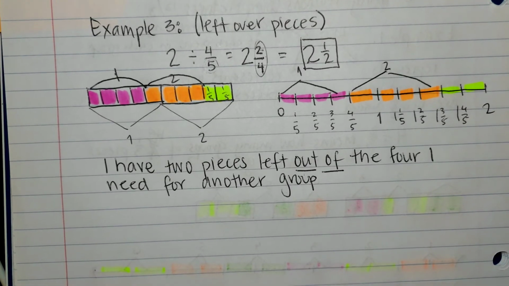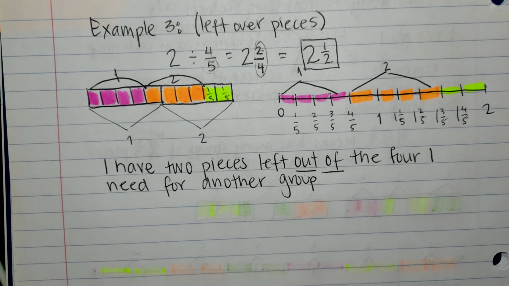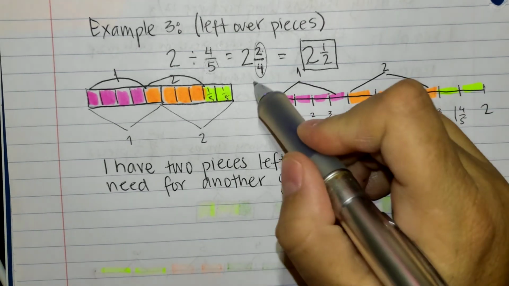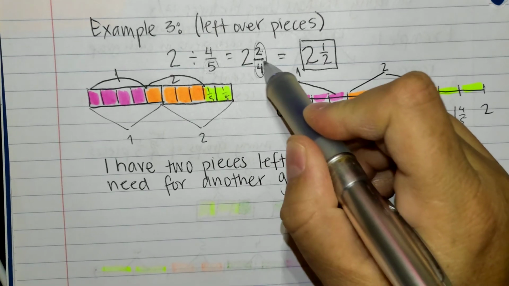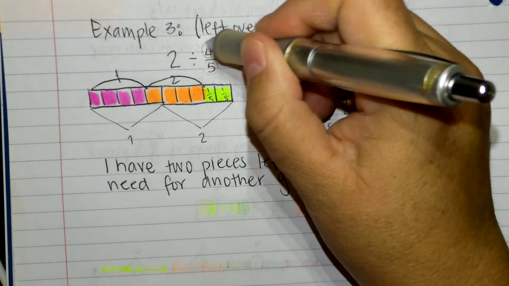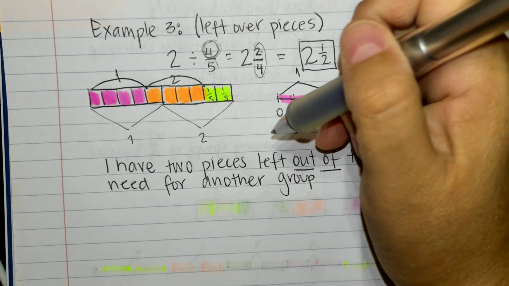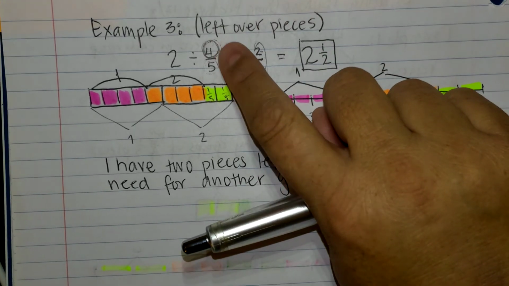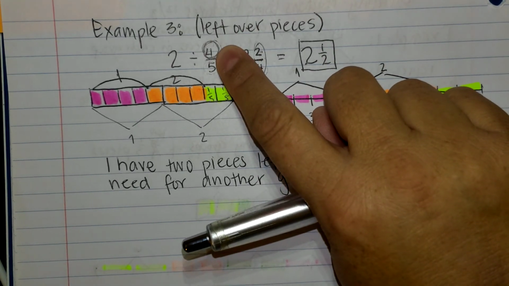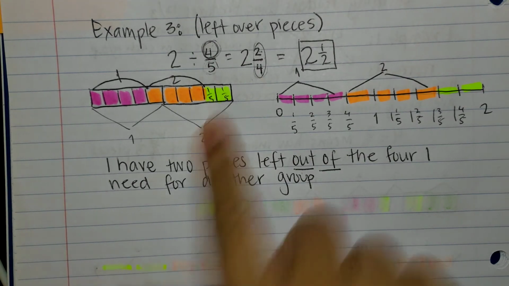Do I have to say it more times? I'm going to say it more times so you remember. It's not what the pieces are worth. It's how many you have in a group. And because I was making groups of 4 based on this number up here, I only had 2 pieces of my 4.